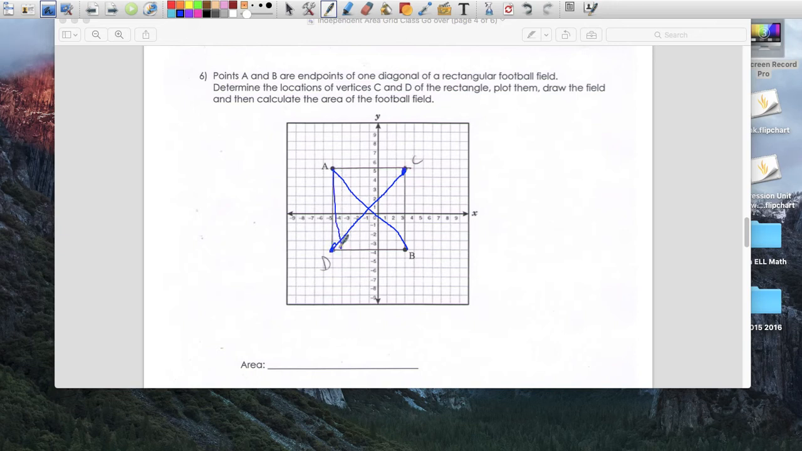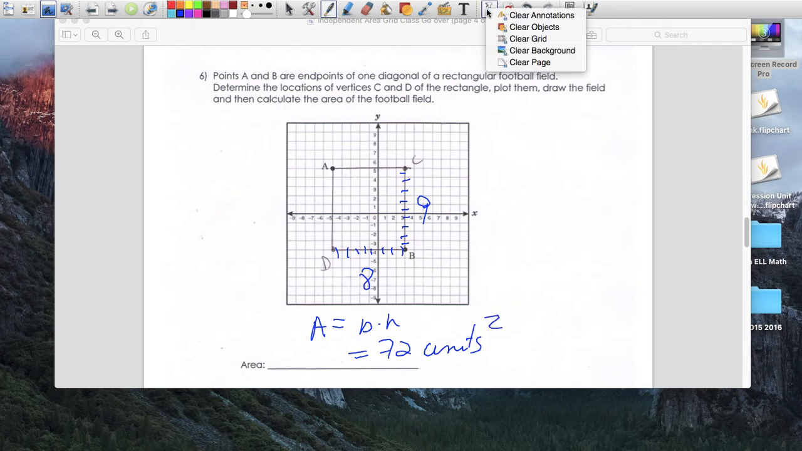So here's my rectangle. Okay, here's my really ugly rectangle. And to find the area, again, it would be just this times this, right? Length times width. Let me just clear this up. Base is 1, 2, 3, 4, 5, 6, 7, 8. And up is 1, 2, 3, 4, 5, 6, 7, 8, 9. So area, base times height, that gives us 72 units squared.